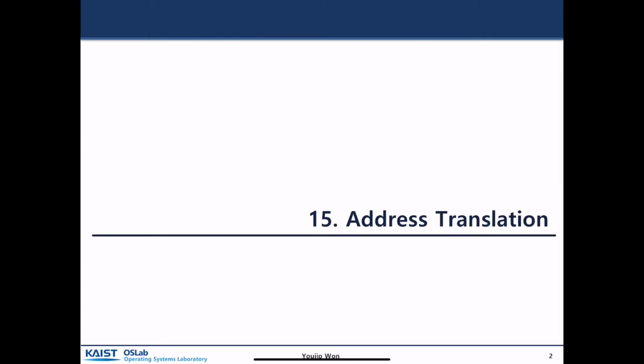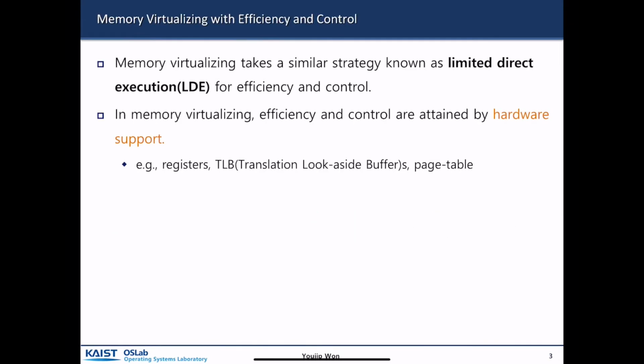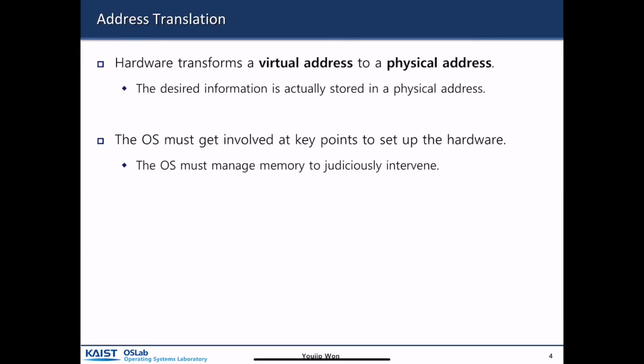Let's look at the address translation. We have to virtualize the memory address so that each individual process has an illusion that it has its own separate, independent, and isolated memory address space. The most important thing is that address virtualization, memory space virtualization, is achieved by the collaboration between hardware and operating system. So the OS and hardware should collaborate to provide an illusion that every process has its own virtual address space.